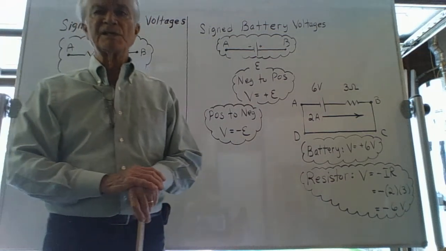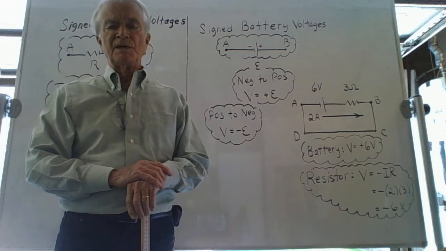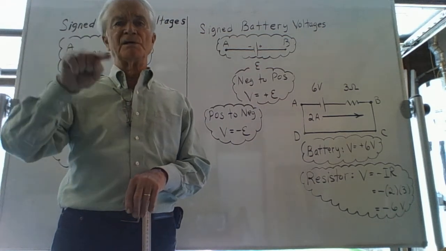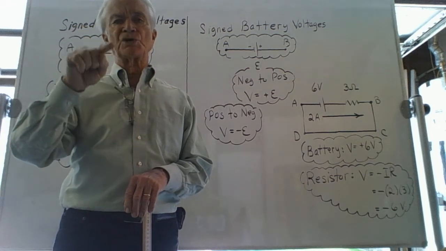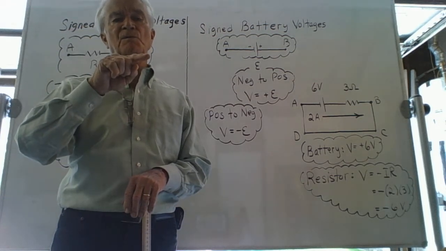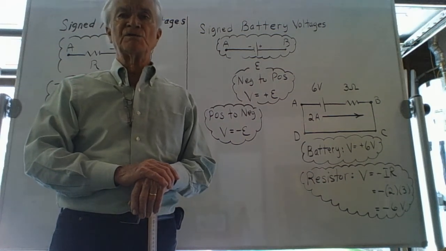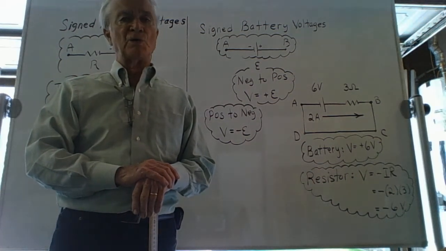It'll always be the case in our coming work that when we imagine an observer traveling around in a complete closed circuit loop, around what we call a loop, then the sum of the signed voltages we encounter will always be 0.